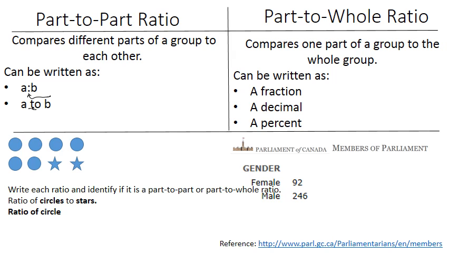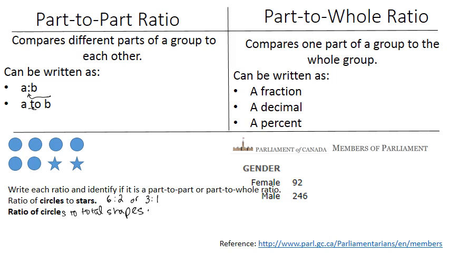So an example of a part-to-part ratio with my first example here with circles and stars, we've already done. So the ratio of circles to stars, there are 1, 2, 3, 4, 5, 6 circles to 2 stars, or 3 to 1. Then how about the ratio of circles to total shapes? Now this is an example of a part to whole ratio, which compares one part of a group to the whole group. And it can be written as a fraction, a decimal, or a percent.